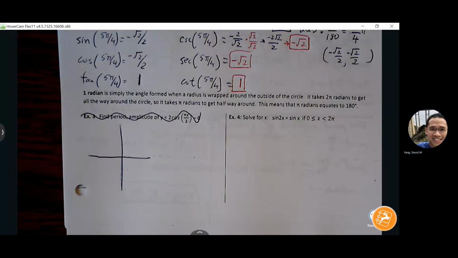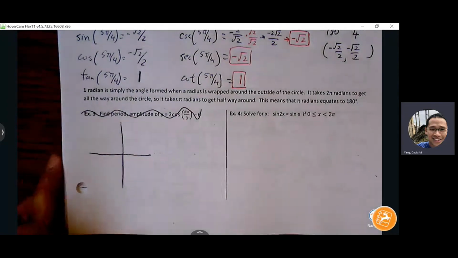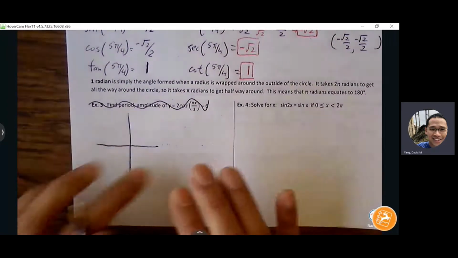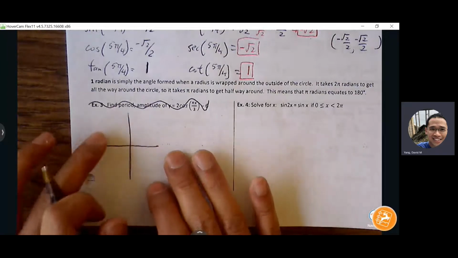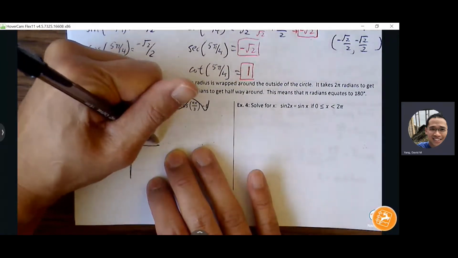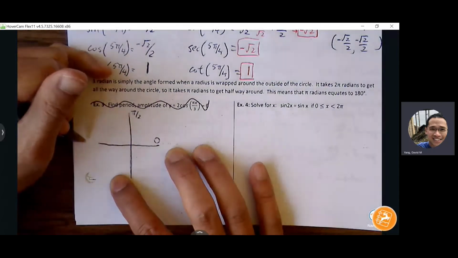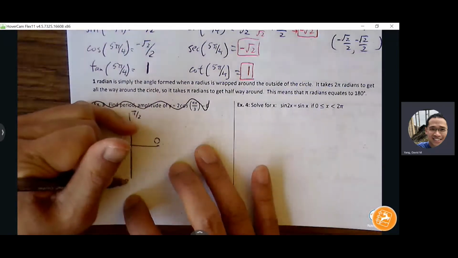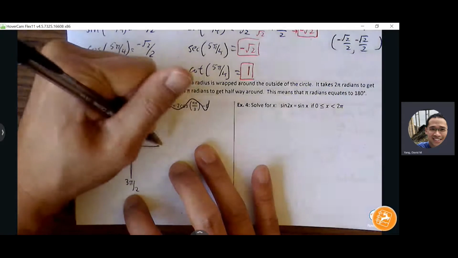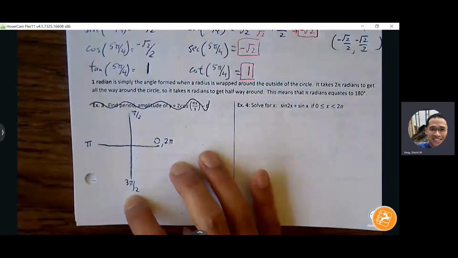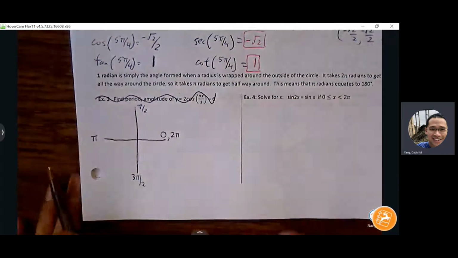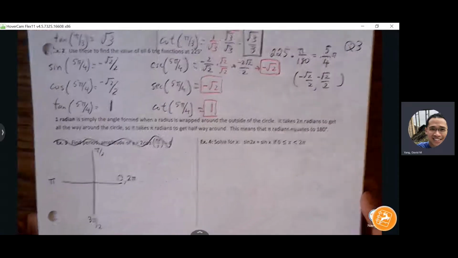Yes. Can you go over? Right. So let me do it from this perspective. So we know that this is 0. We know this is pi over 2. We know that this is pi. We know this is 3 pi over 2, and this is 2 pi. Right. So your question is, how do we know which quadrant it's in?